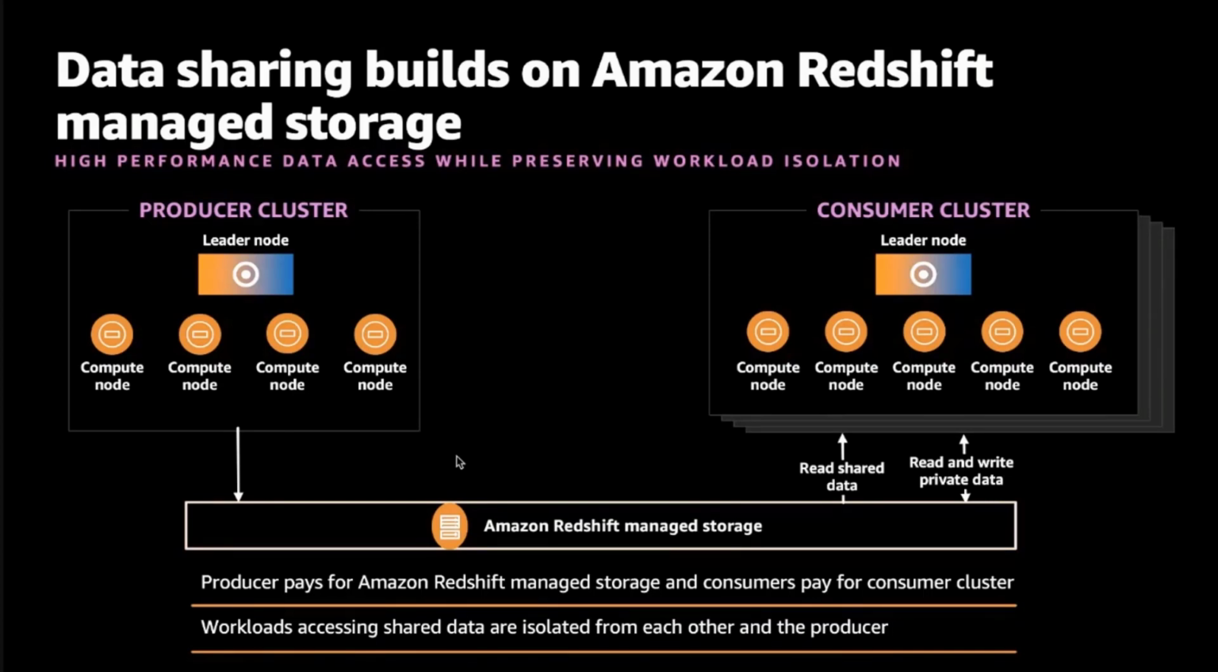And the producer and the consumer clusters are regular Redshift clusters. So what that means is the consumer cluster is not only able to read the shared data from the producer, but of course it can also have its own private data. So it can read and write private data to the managed storage layer, but the data it got through the data sharing is for read purposes.